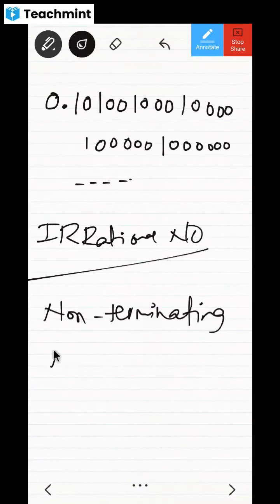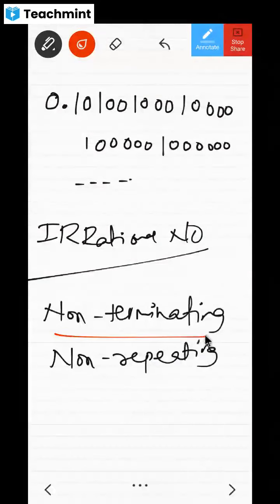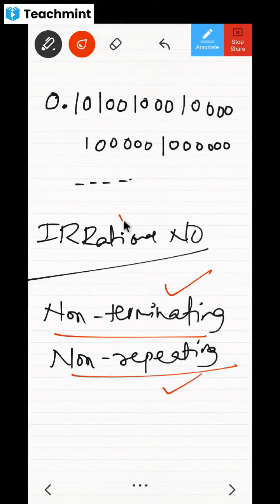No, it is not repeating either, right? Are you understanding my point? It is non-terminating and non-repeating. It is neither terminating nor repeating. That's why it is an irrational number. Did you catch all these things, whatever I'm saying?